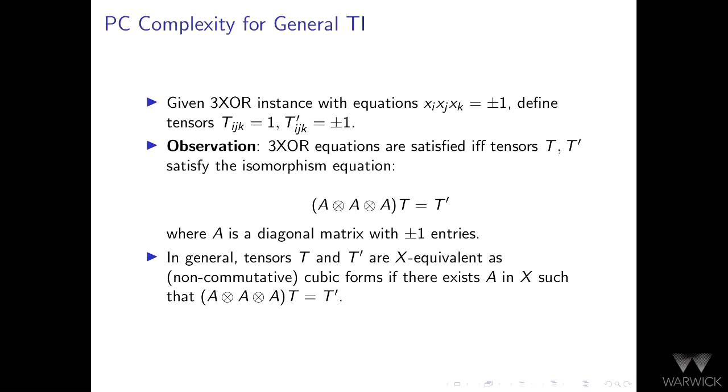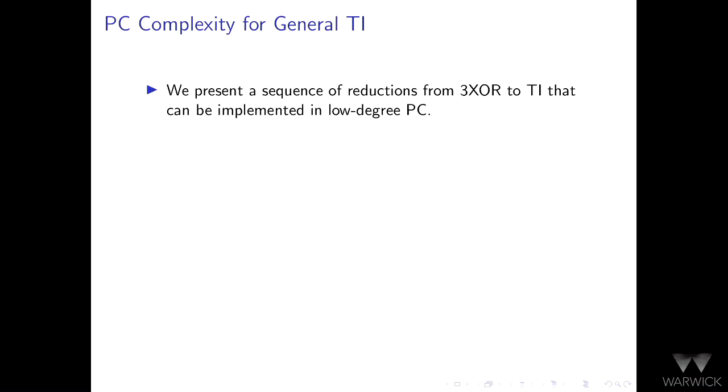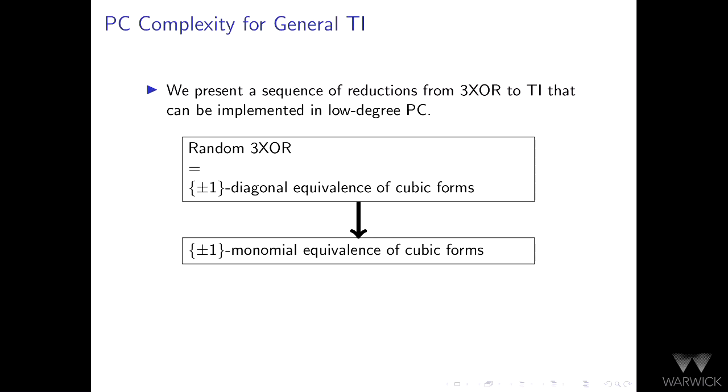And so in general, this special case of tensor isomorphism, where now the matrices in each factor are the same, is called cubic form equivalence. And we say that they're X-equivalent if the constraint X must be satisfied for an isomorphism to hold. And so we present a series of reductions from XOR to tensor isomorphism that can be implemented in low degree PC. So we just observed that the XOR problem is exactly the same as equivalence of cubic forms restricted to plus and minus 1 diagonal matrices.